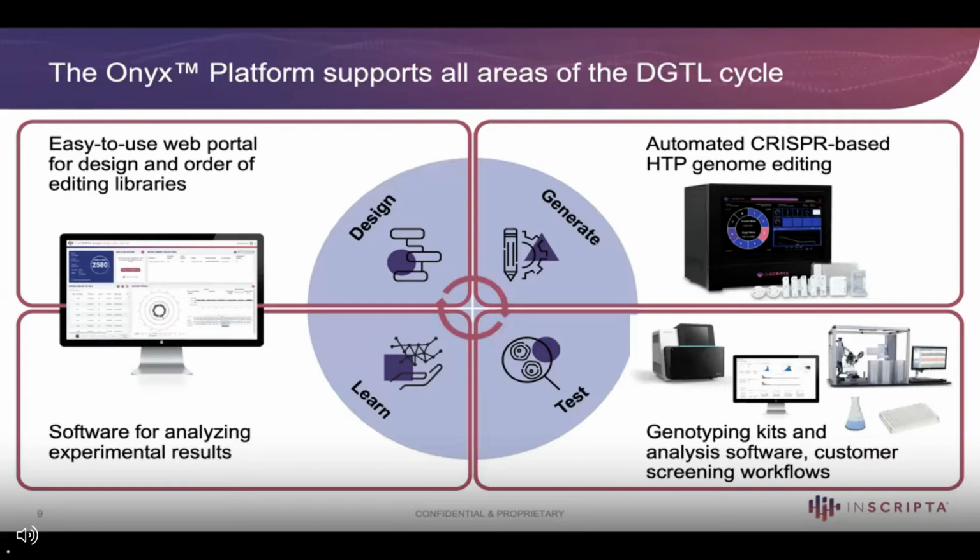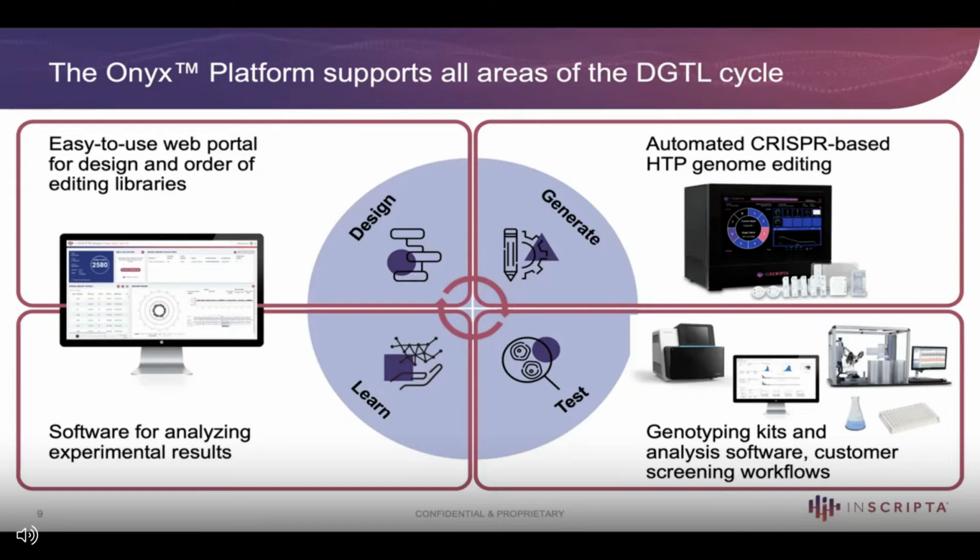So the total platform allows for the iteration of the design, generate, test, and learn cycle to go much more rapidly. And that all starts at an Inscripta Designer. It's an easy to use portal to be able to engineer a microbial genome. You get to make edits computationally in very high throughput and be able to see the impact of those edits on this elegant designer.